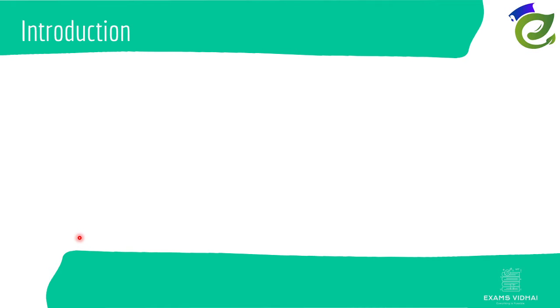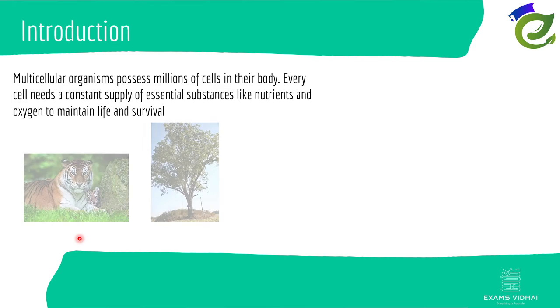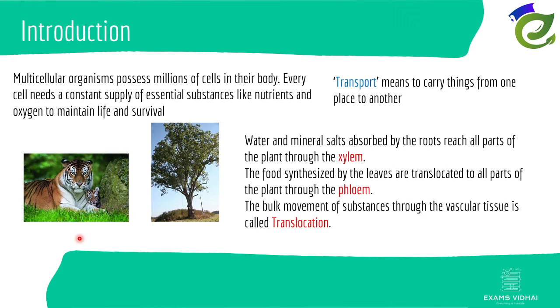Let's look into the introduction to this chapter. All plants and animals are multicellular organisms that possess millions of cells in their body, and they need a constant supply of energy. This constant supply of energy is administered by the circulatory system in animals and the transportation system in plants. So what is transport? Transport means to carry things from one place to another.